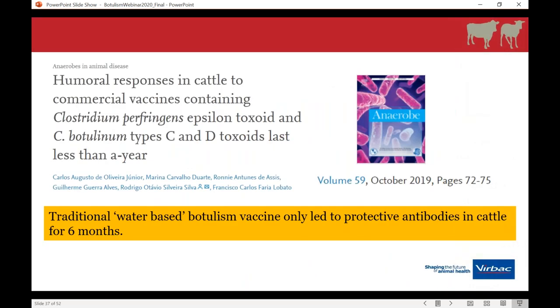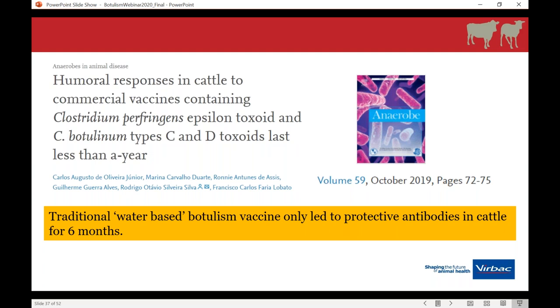Now, some of these issues are being looked at in animal health, and unfortunately, using our botulism vaccines that were probably invented in the 1970s, our water-based vaccines, so in Australia, this is brand names like Webster's C&D and Ultravac C&D, when you actually study the antibody responses in the cattle, they don't really reliably protect cattle for more than 6 months. Now, that's probably not really surprising.